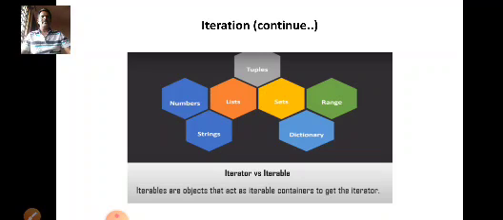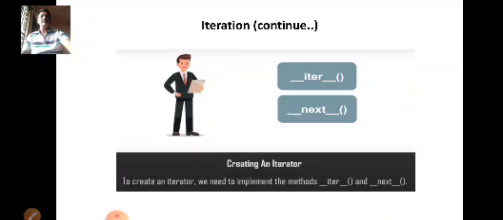Here you observe iterator versus iterable. Iterables are objects that act as iterable containers to get the iterator. That is the iterator versus iterable. Observe here, an iterator is a function, next, that moves to the next value.